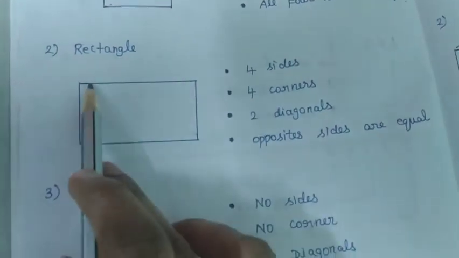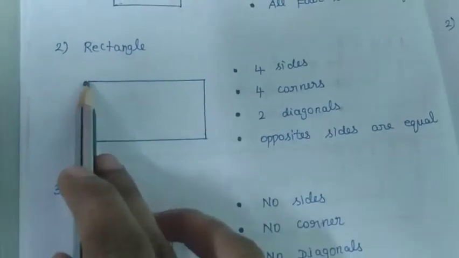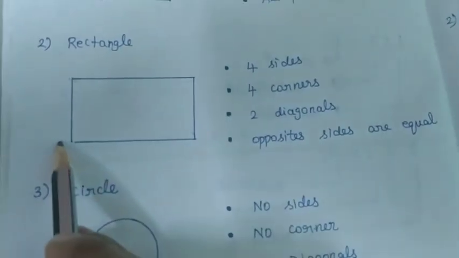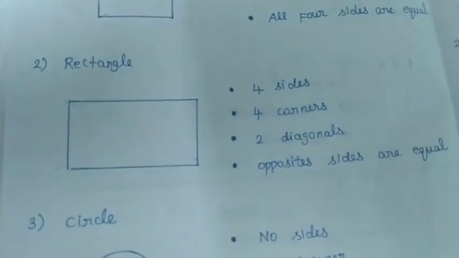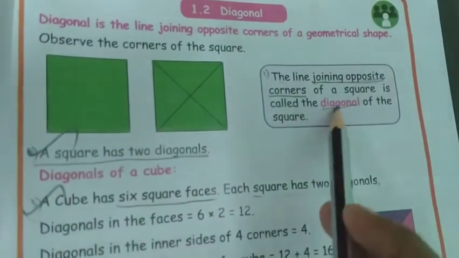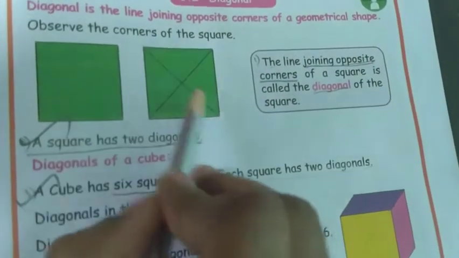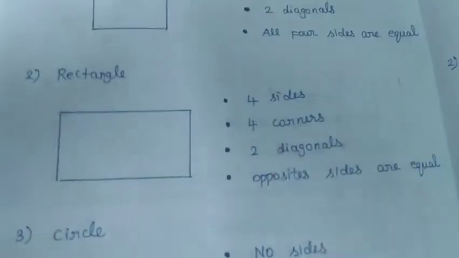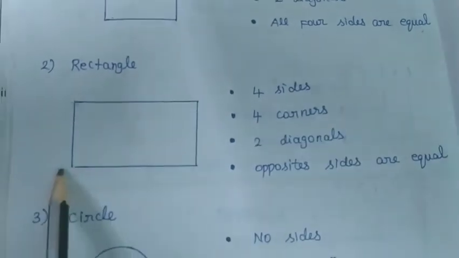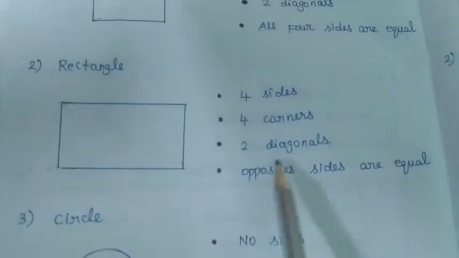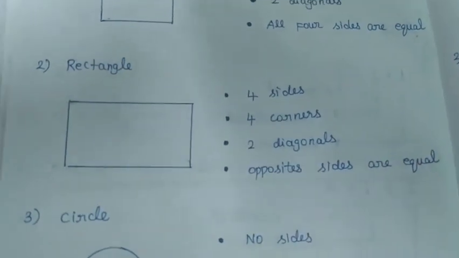Rectangle means the same as that: 4 sides, 4 corners and the same 2 diagonals. What do we mean by diagonals? Diagonals means just the line joining opposite corners of the square. Just we join the opposite corners. That is called diagonals. In rectangle also, 2 diagonals. But in rectangle, only opposite sides are equal.